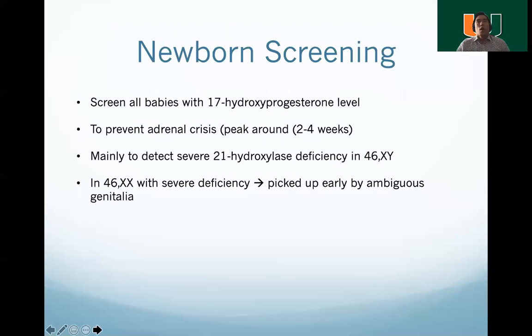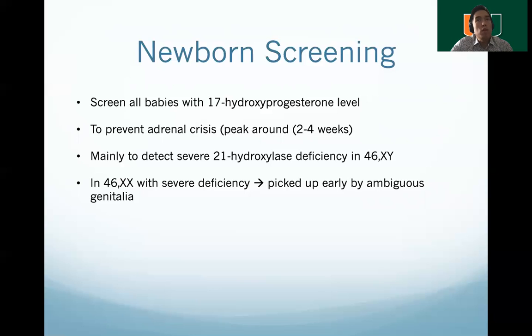Now, many of you have probably seen newborn screening, right? One of the screenings is for CAH. How do they do that? They do a 17-hydroxyprogesterone level. Remember, back to the pathway, it's accumulated and it's the most sensitive hormone to do the screening, right? Why do we do that? Because we want to prevent adrenal crisis.